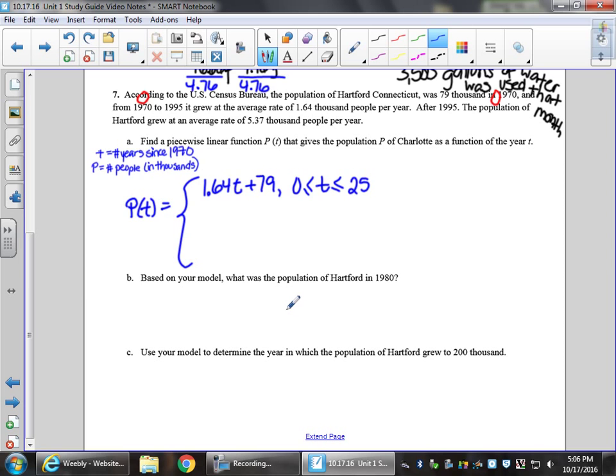Now for the next piece, we have some math to do. Remember, it doesn't make sense in the real world, in this next piece, to say that all of a sudden the entire population of Hartford went back down to 0 and grew again. No. In 1995, there was a certain amount of people living there. So to figure that out, we're going to take 25 and figure out P of 25. P of 25 equals 1.64 times 25 plus 79.